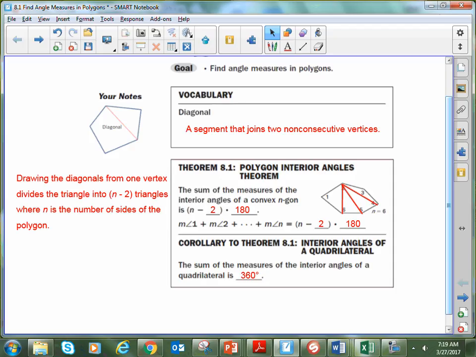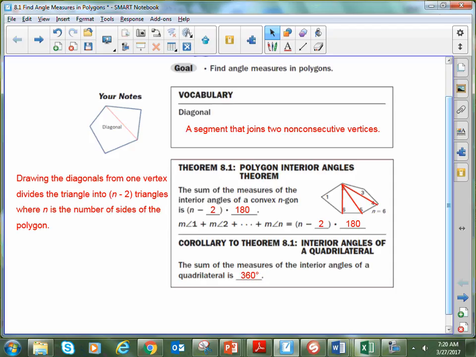Well, what we see in the box here where it says Theorem 8.1, Polygon Interior Angles Theorem, well, what we're doing, and this is what you should have seen in your investigation, is from a vertex, from any vertex in the figure, we're going to draw in however many diagonals that there are. And so, for instance, you can see that I have in the box, there's a hexagon, a six-sided figure. And so from one vertex, we're able to separate the hexagon into 4 separate triangular regions.